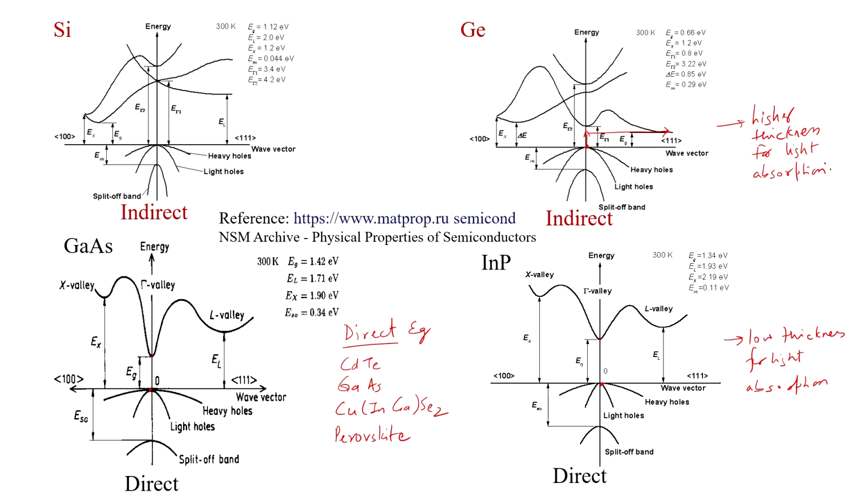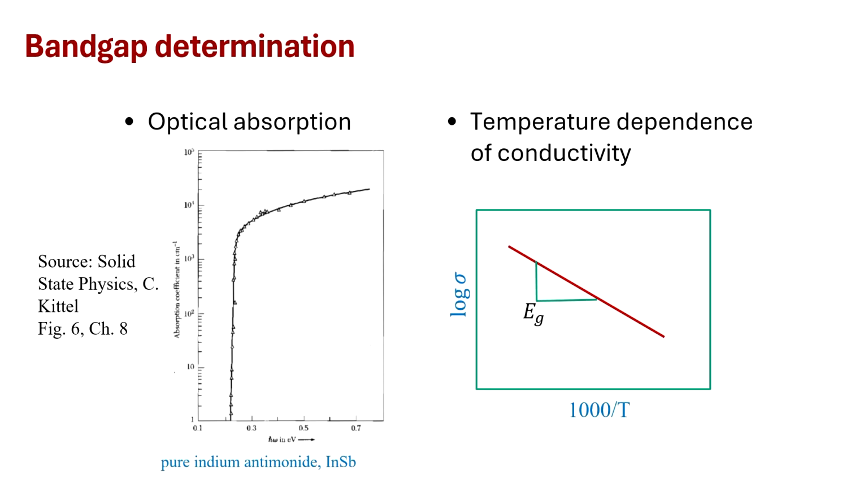Okay. So, let us now look at how we determine the band gap. Having known what band gap is, let us see how we determine it. Band gap is determined by two methods. First is the optical absorption method.